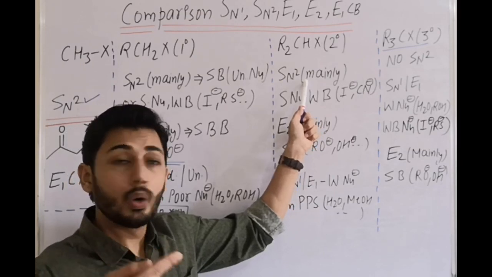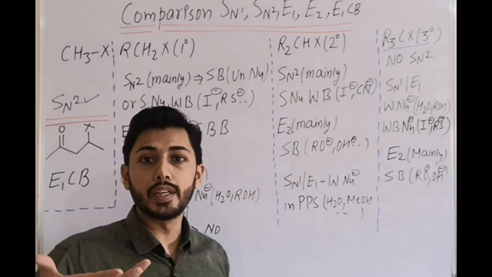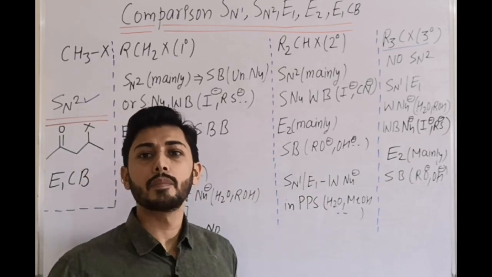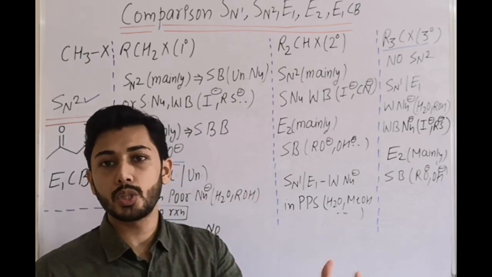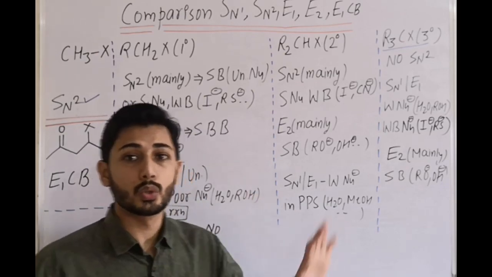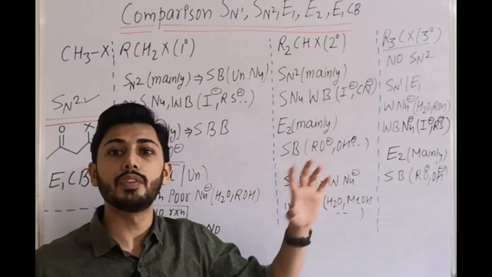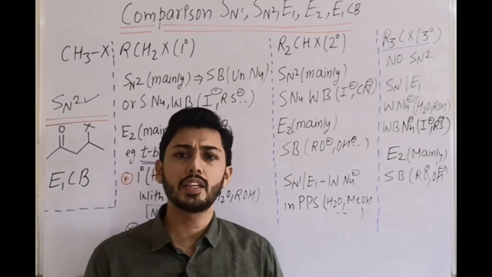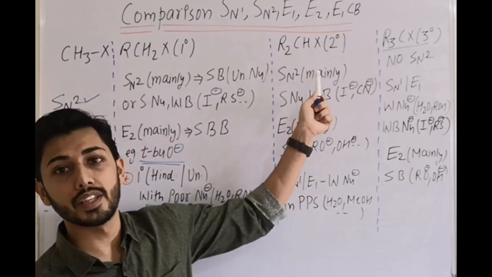Okay. Now when is the E2 product major? When the E2 product dominates, the condition is a strong base. If a strong base is there, in that case the product will be majorly by elimination, and which elimination? E2. So the key point is secondary alkyl halide gives majorly E2 product if we have a strong base like alkoxide ion, hydroxide ion, anionic species like NH2 minus. If we have strong nucleophiles, then SN2.